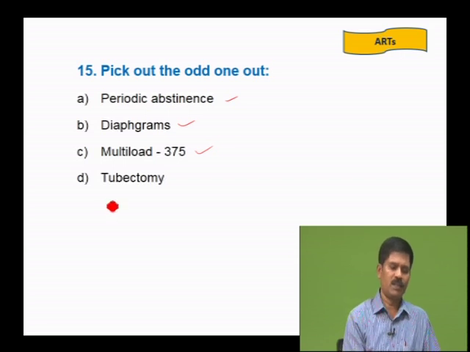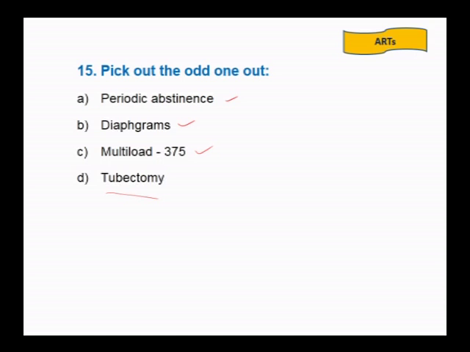Then tubectomy, it's a sterilization procedure in females where the fallopian tube is removed. So the other three are natural or temporary methods. This one alone is a permanent method. It may lead to complete sterility because of a poor reversibility. So therefore the right option is D.